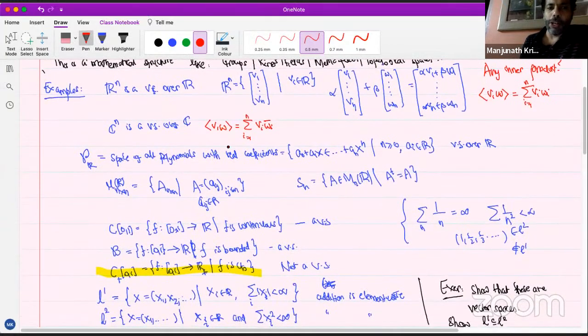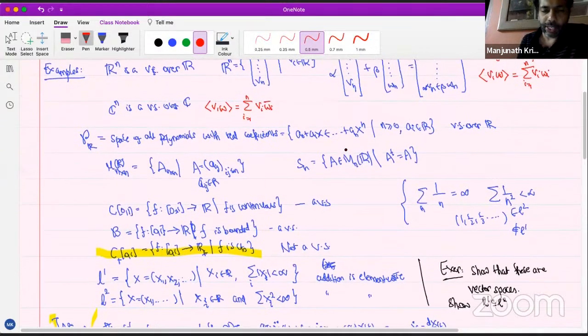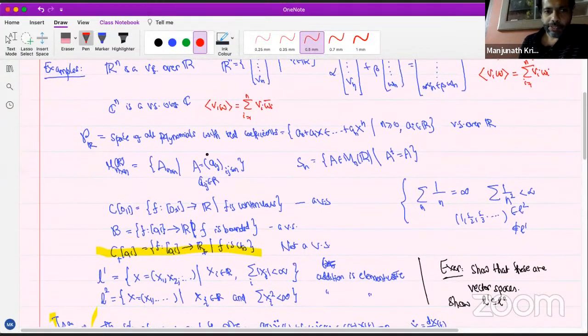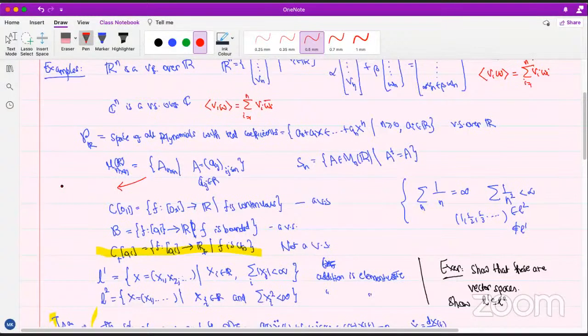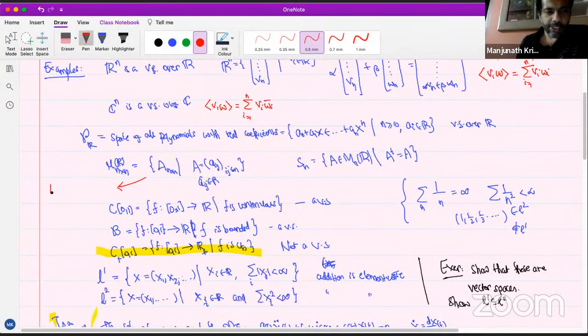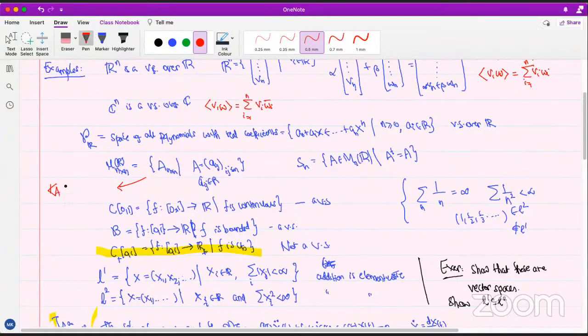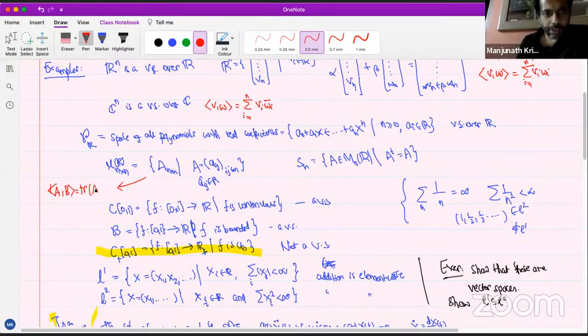It's similar for polynomials. Is there any natural inner product? There is no natural inner product there. I mean, there exist inner products, but there is no natural one. On n-cross-n matrices? Trace of A transpose B. So the inner product of A and B is trace of A transpose B.